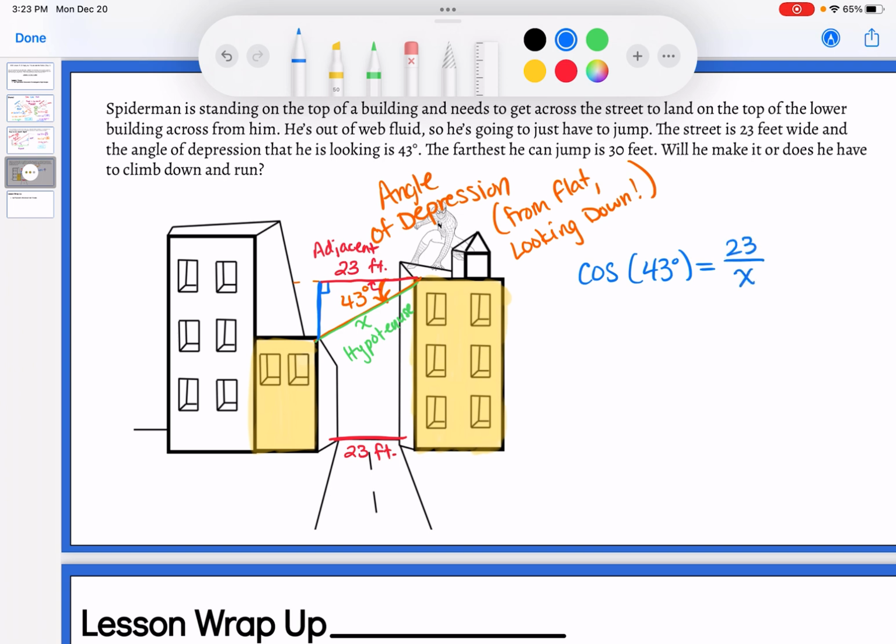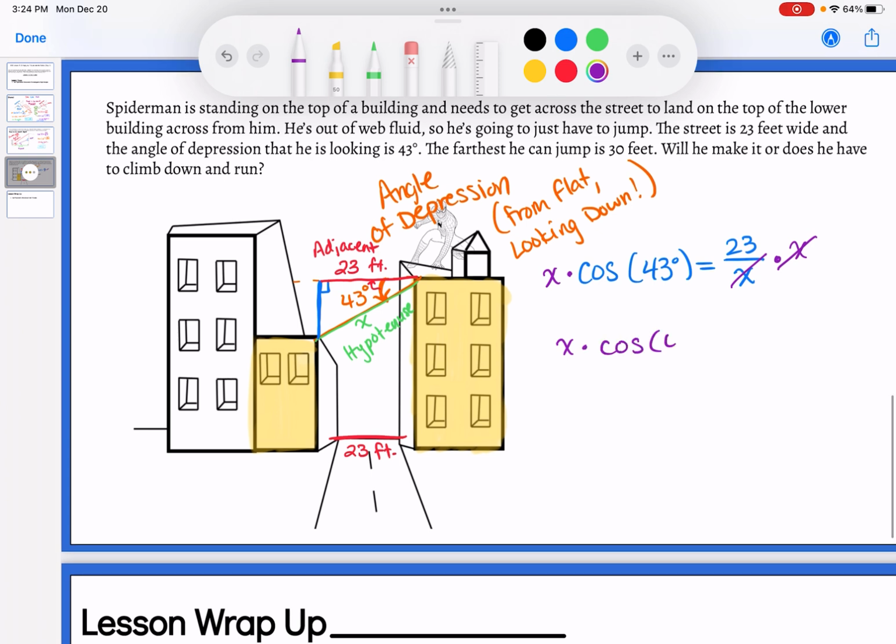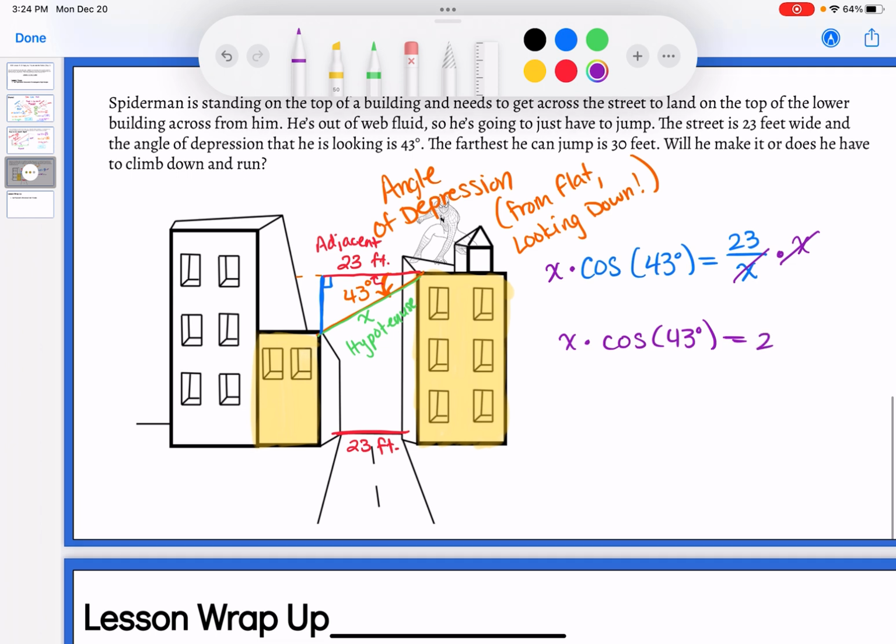Ooh, tricky. Now I need to get x by itself. Now this stumped some people for a little while because they're trying to remember, how do I get x by itself if it's on the bottom of the fraction? Some people say divide by 23. Okay, but I would still have x on the bottom of the fraction, right? So what I need to do if I want to get something off the bottom of the fraction is I multiply by that number, right? This clears the fraction. So I have to start by clearing the x off the bottom of the fraction. So I multiply both sides by x. So I have x times the cosine of 43 degrees equals 23.